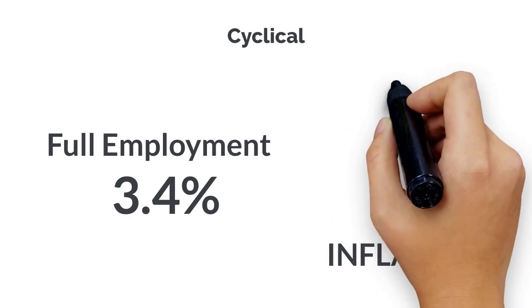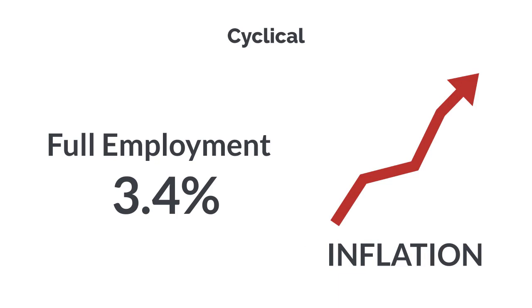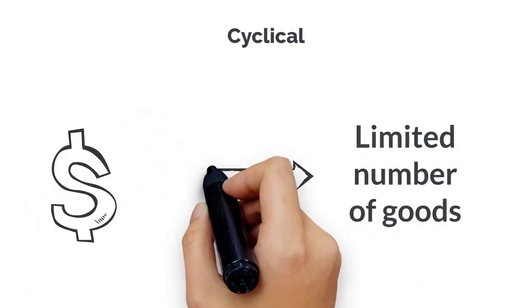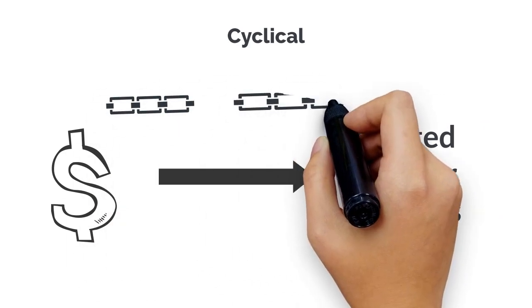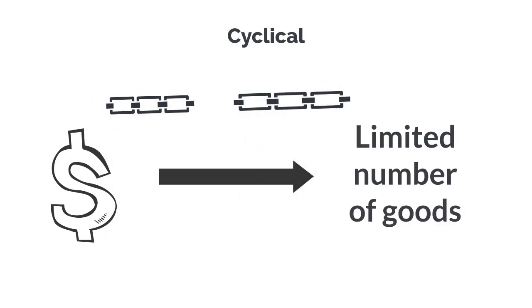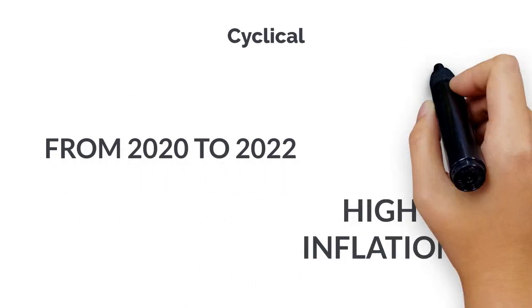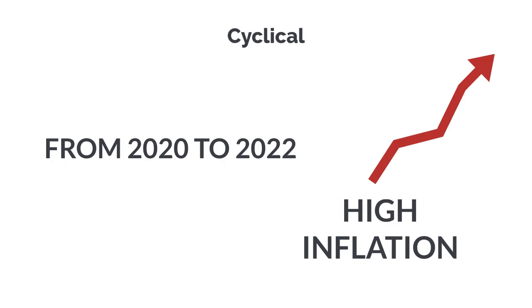The result was rising inflation, made worse by deficit spending. That is to say, flooding the market with more dollars. More money seeking fewer goods causes inflation. When supply chains failed, it made the situation worse. This resulted in 40-year high inflation from 2020 through 2022.